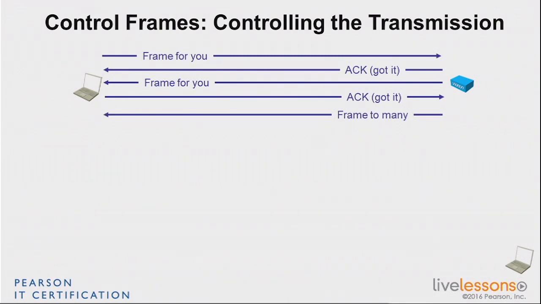Every single unicast frame is acknowledged. So you'll see that frame after every single unicast frame. When you send a frame to many devices, multicast or broadcast, this one is not acknowledged. And if you think about it, it makes sense, right? Who would be acknowledging it?